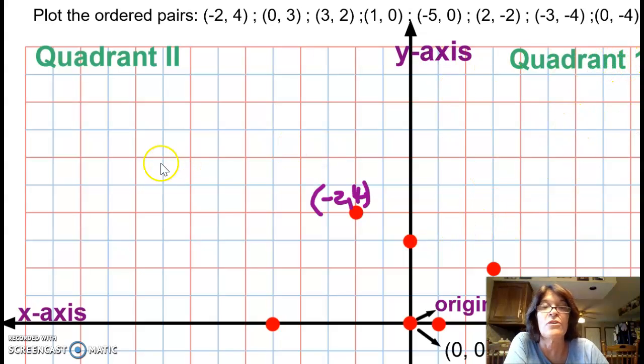And that will either land you in one of the 4 quadrants or it will land you on one of the axes, okay? You land on the Y axis when the X coordinate is 0, like 0, 3. You land on the X axis when the Y coordinate is 0, like -5, 0.